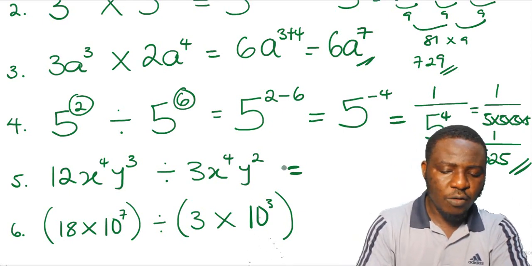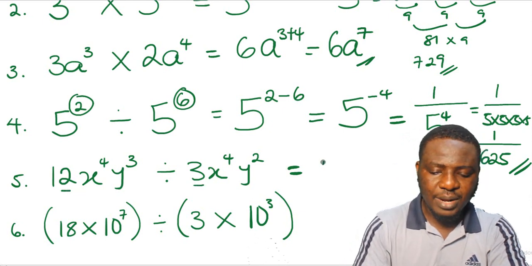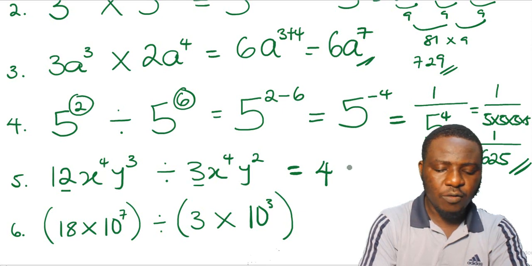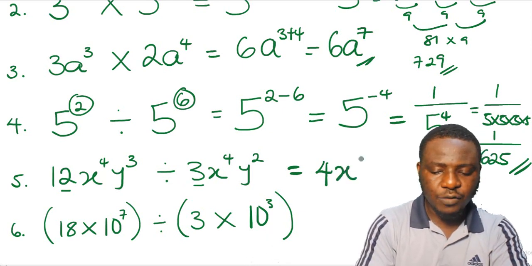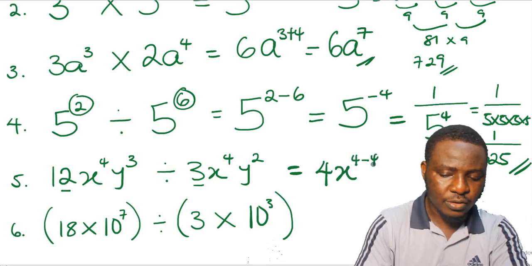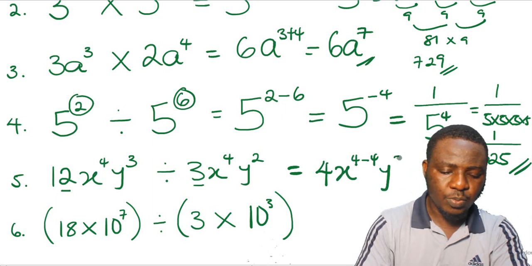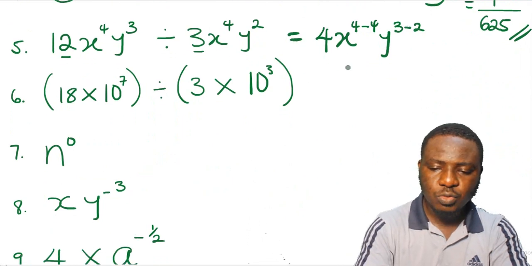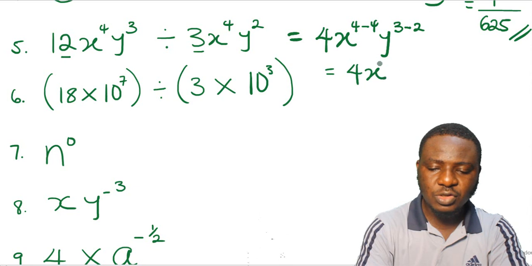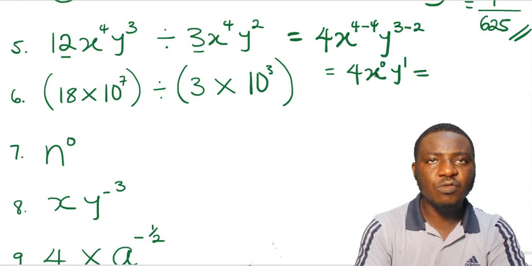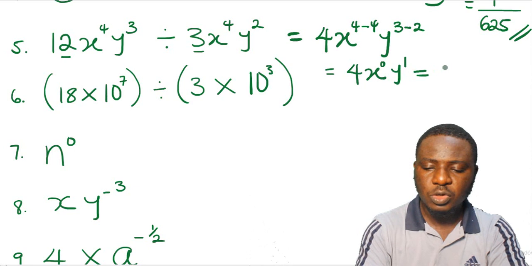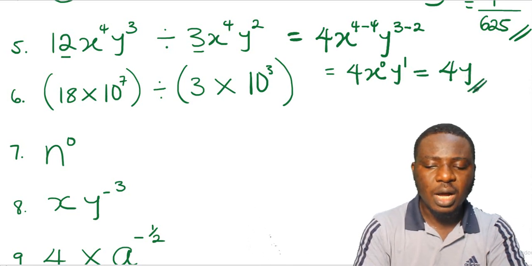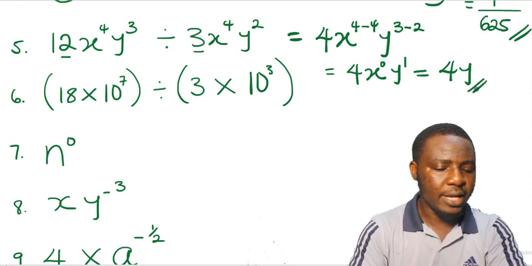So this becomes 12 divided by 3, and 12 divided by 3 is 4. Okay, so x raised to the power 4, applying laws of indices, is going to be x raised to the power 4 minus 4, as well as y raised to the power of 3 minus 2. So this can be simplified to be equal to 4x raised to the power of 0, y raised to the power of 1. And we know that anything raised to the power of 0 is said to be 1, applying the 0 index law. So this becomes 1 times 4 is 4, and y raised to the power of 1 is y. So our answer becomes 4y.